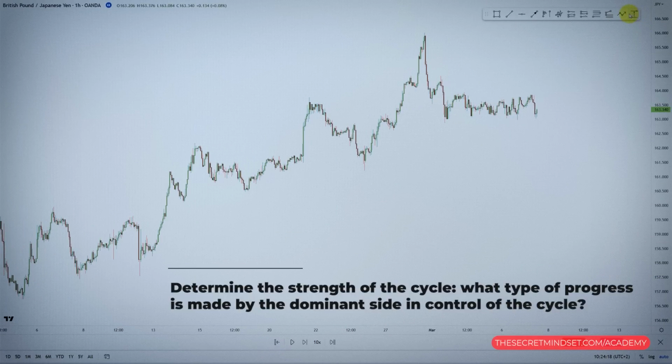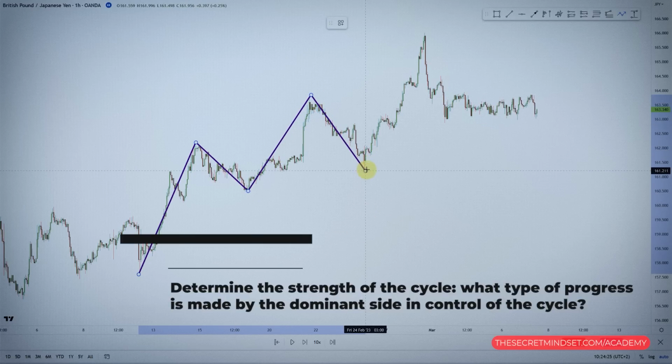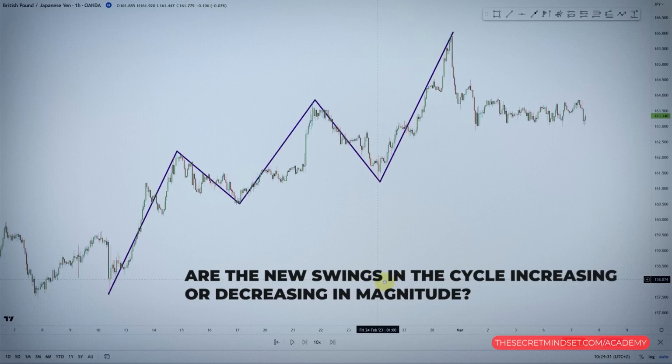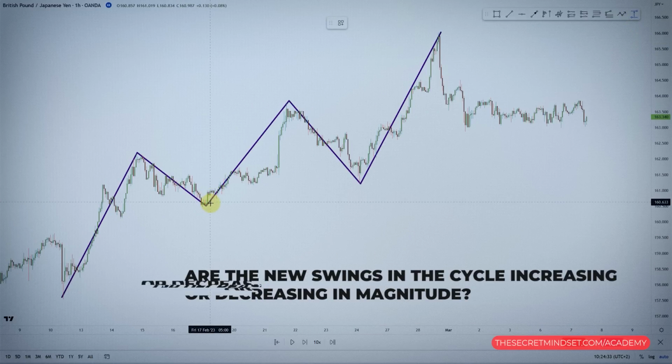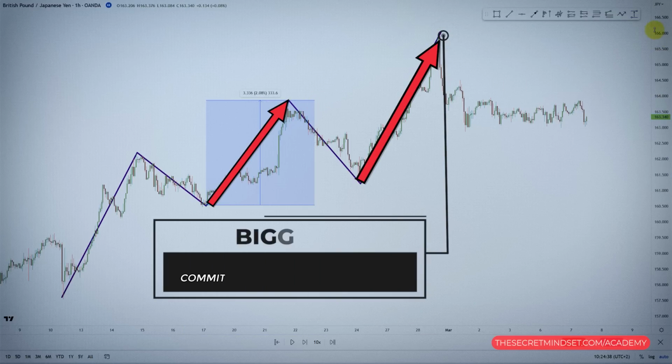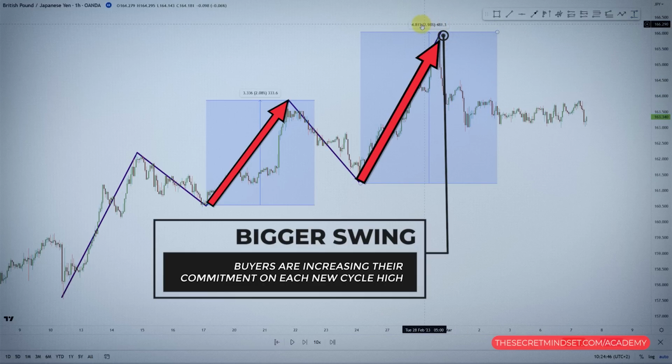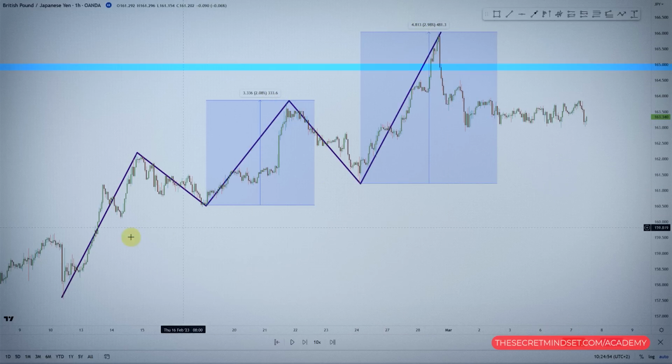Another major sign that will help you determine the strength of the cycle is the type of progress made by the dominant side in control of the cycle. You need to ask the following question: are the new swings in the cycle increasing or decreasing in magnitude? Here, despite having entered a period of consolidation, if we measure the latest swings from the last low to the most recent high, we see that this is bigger versus the previous wave. This means that buyers are increasing their commitment on each new cycle high.